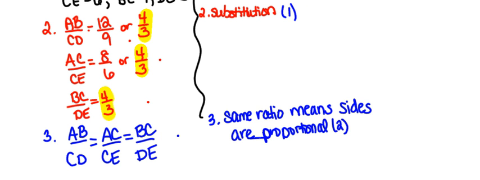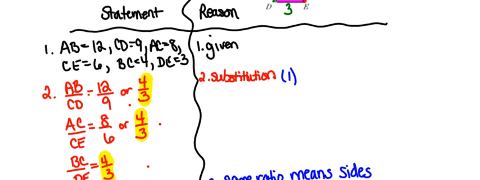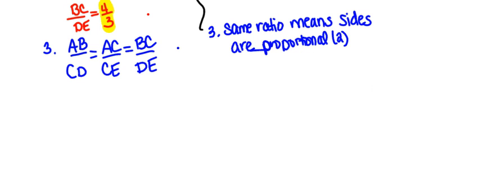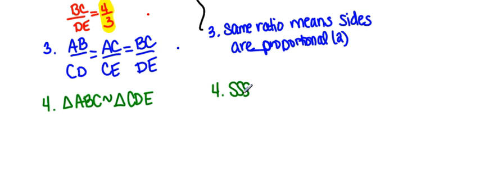And now that I've shown that all 3 pairs of sides are proportional, it's fair to say that those 2 triangles are similar. So ABC and CDE. And the reason for that is that new theorem that we learned today, side-side-side similarity.